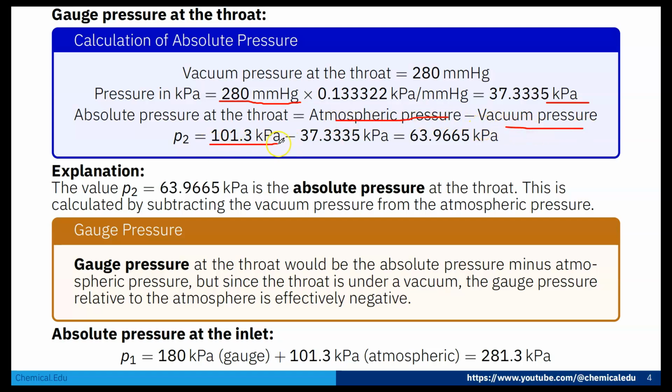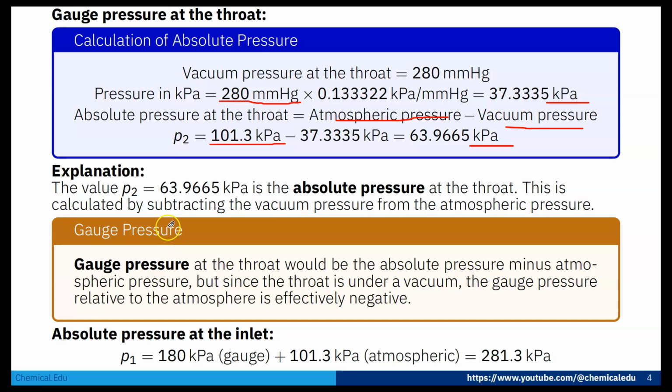So 101.3 kilopascal, that is atmospheric pressure, minus 37.3335 kilopascal. So that is nothing but 63.9665 kilopascal. Now here the value of P2, so that is 63.966 kilopascal, is the absolute pressure at the throat. This is calculated by subtracting the vacuum pressure from the atmospheric pressure.